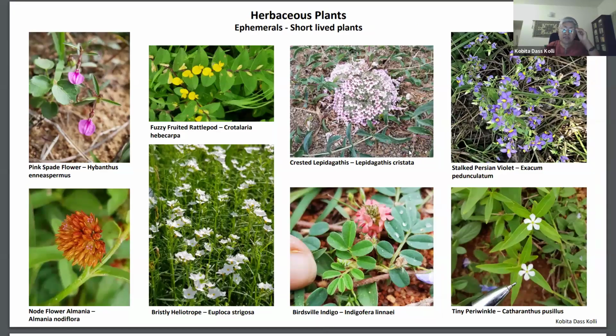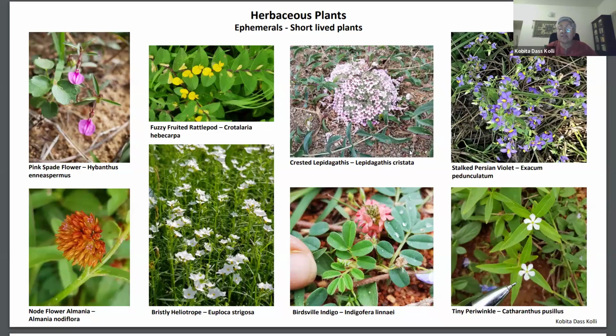So here are some ephemerals. These are the regular vascular plants. They're herbaceous plants. The ones you're looking at on this slide are all short-lived plants. They're called ephemerals. They grow up during the moist time period, which is of course the monsoons for us. And very soon they will grow, they will flower, they will set seed, and soon they will die back, and you will find no evidence of them.